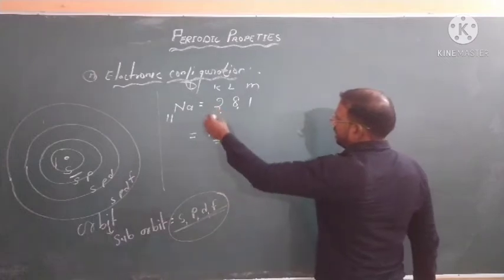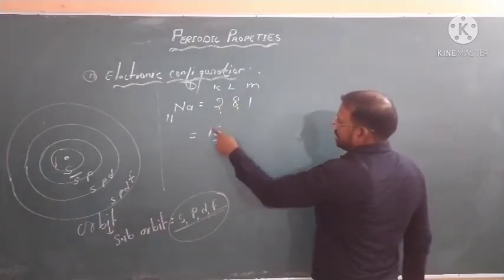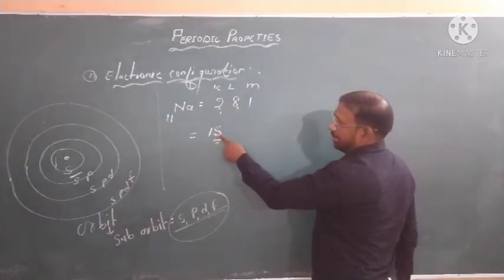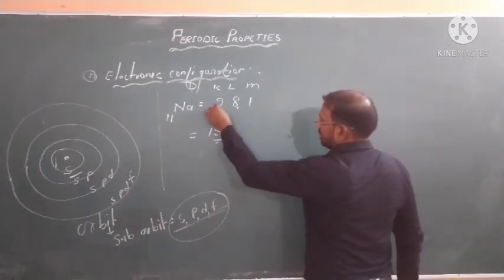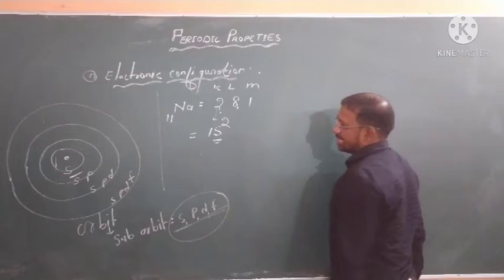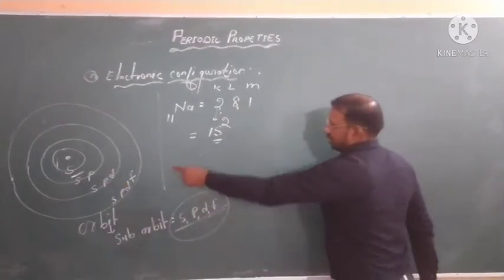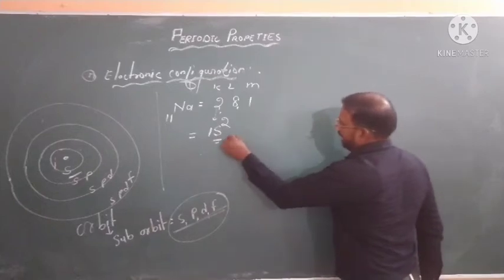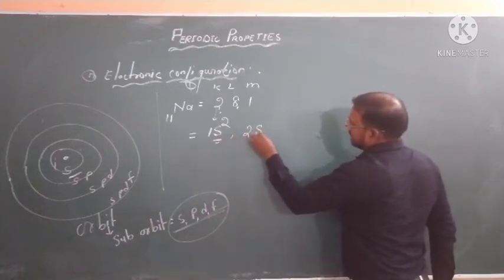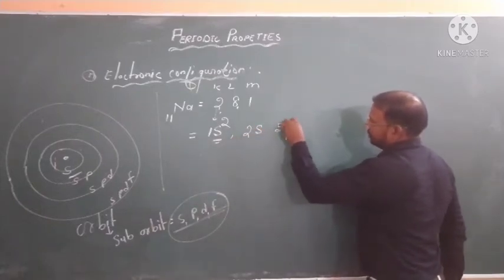The first cell, that is, S can have how many electrons? S can have only 2 electrons. This electron will go there. And the second cell can have 2 subshells, S and P. So you can write 2s and 2p.